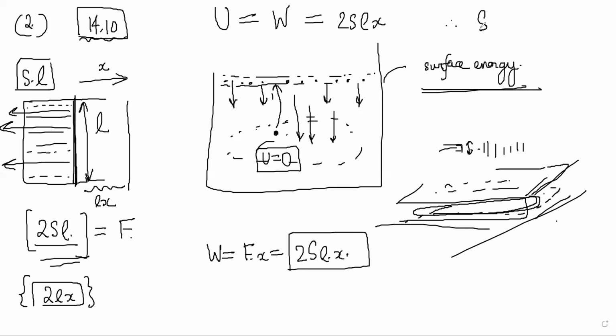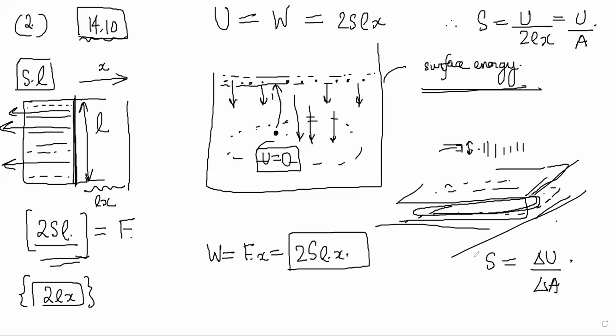But you can also say S is equal to U by 2LX, right? And this is U by the extra area. So this expression basically says surface tension can be written as the extra energy generated by the extra area created, or the potential energy extra that came out, divided by the extra area that was created, right?